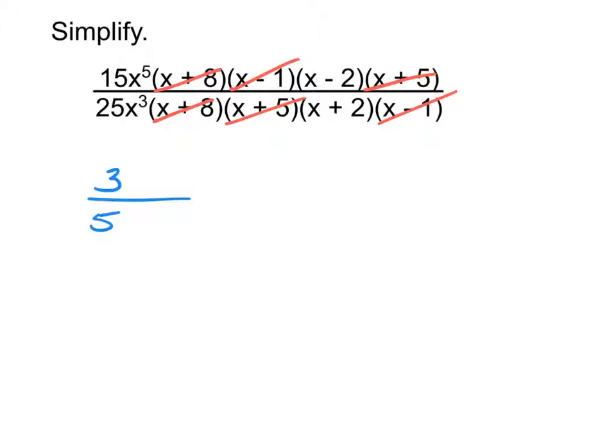Then I look at those x's. I have x to the 5th on the top and x cubed on the bottom. Well, one way to do this is with the basic rule, which is subtract the exponents. 5 minus 3 will tell me 2. So it's going to be x squared left.